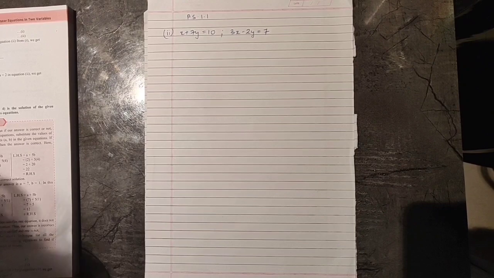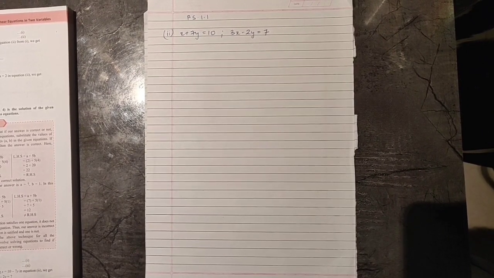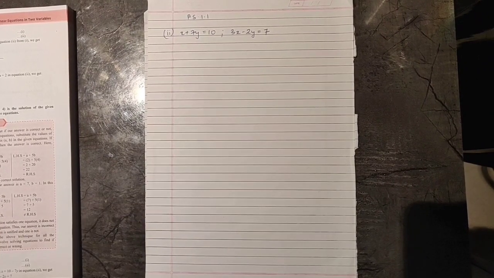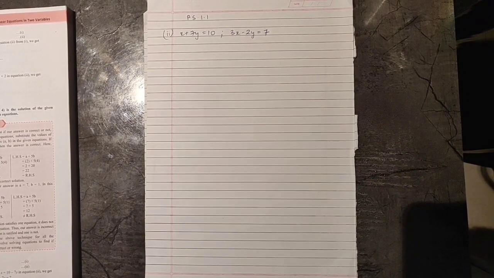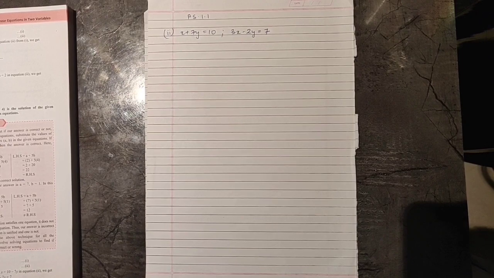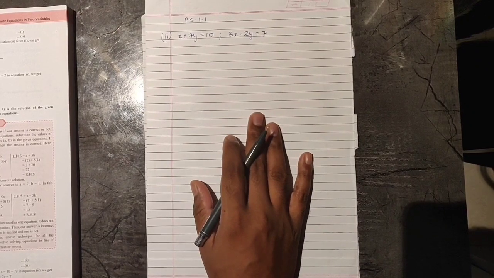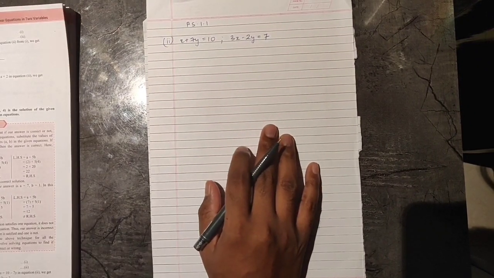So in the previous lecture, we just saw an introduction of the chapter linear equations in two variables. We even did a sum, which was one of the easiest sums of the practice set 1.1. Now we even learnt about the elimination by substitution method. Now we will solve one more sum from practice set 1.1 which is related to the elimination by substitution method.